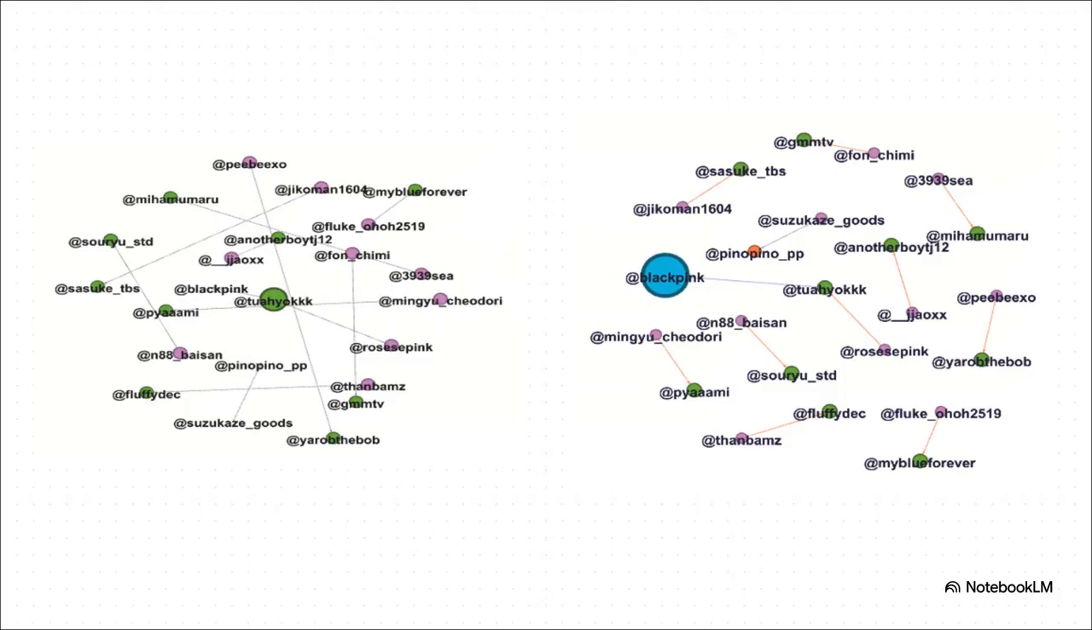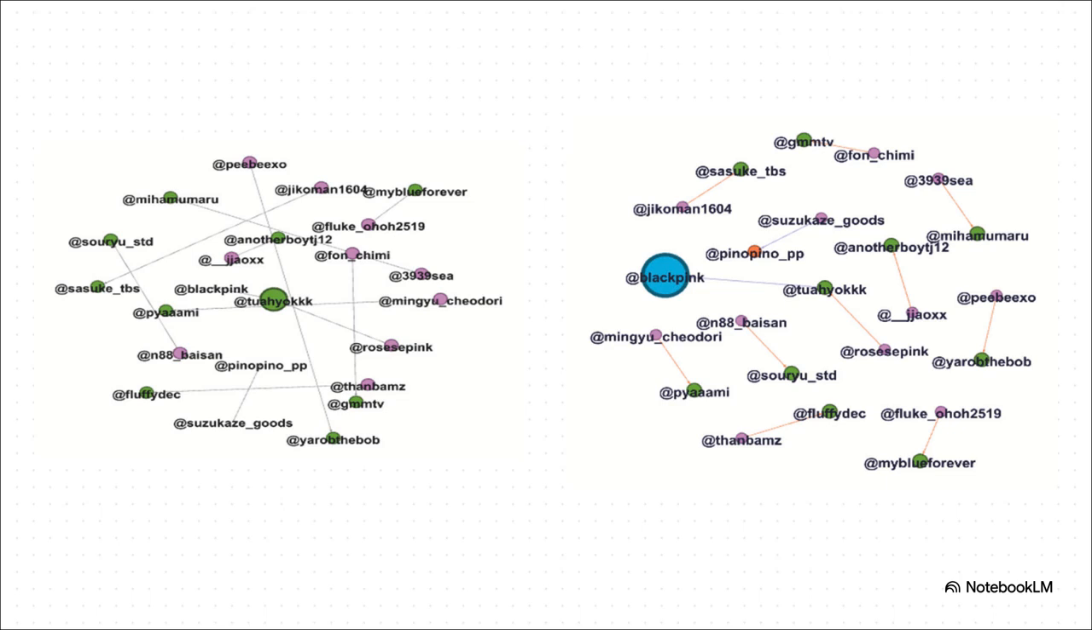And boom, here it is. On the left, you've got the original mess, but on the right, it's the same exact network, but we resized the dots based on their eigenvector centrality. And all of a sudden, the picture becomes crystal clear. One node, at Blackpink, just dramatically stands out.